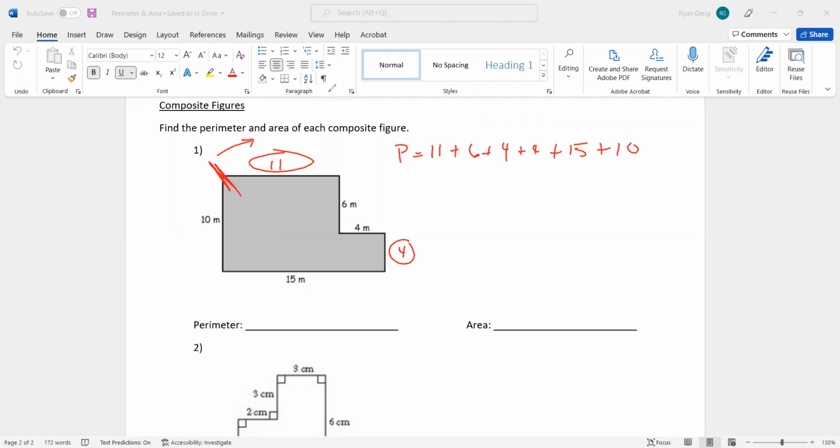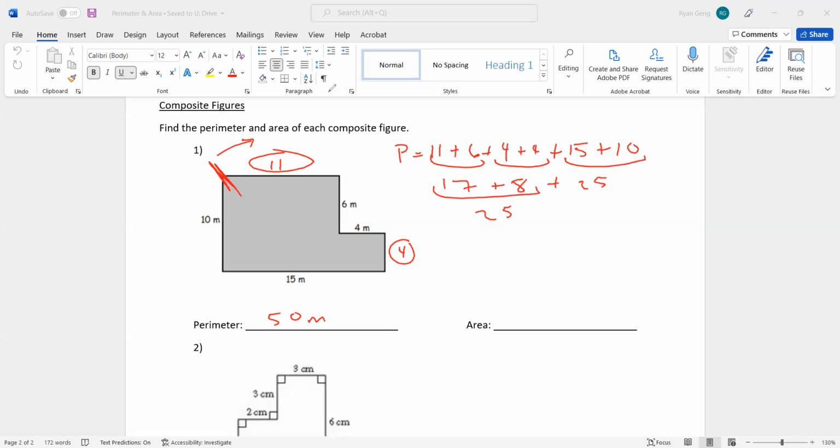All right. So 11 plus 6 is 17. 4 plus 4 is 8. And 15 plus 10 is 25. 17 plus 8 is 25. 25 plus 25 is 50. So the perimeter here is 50 meters.